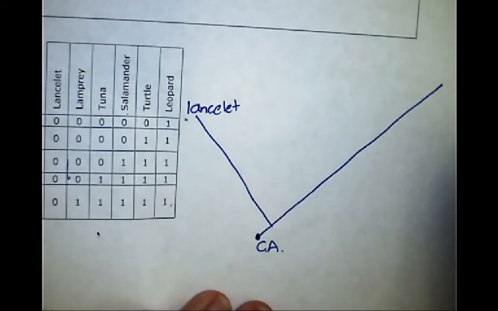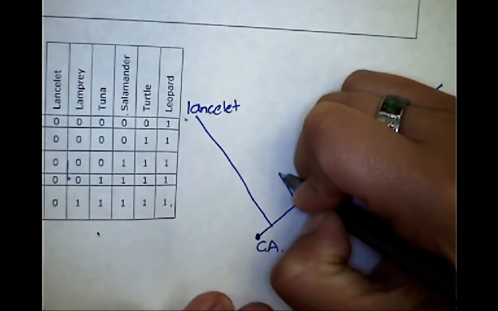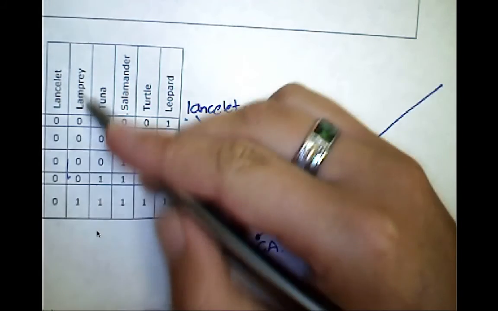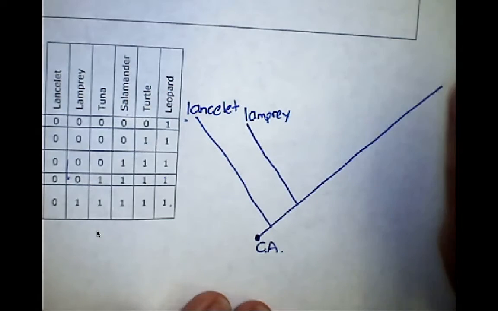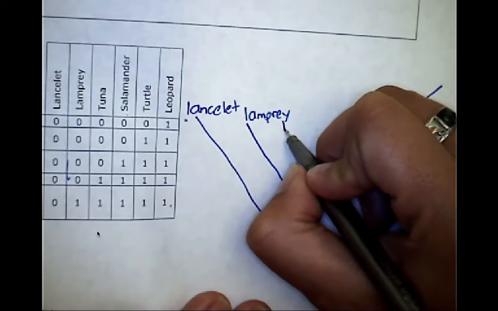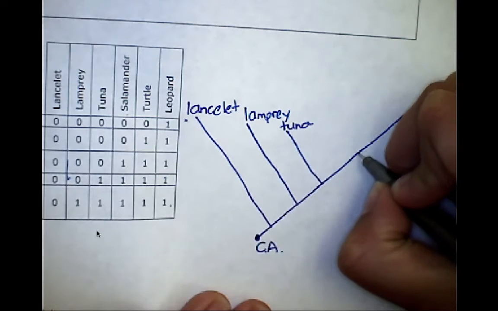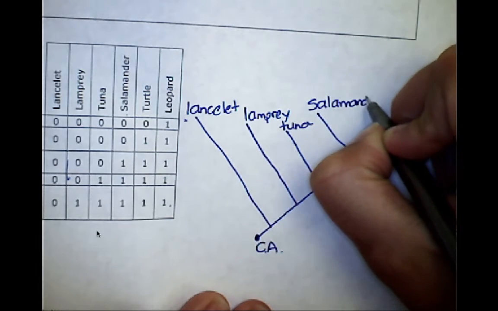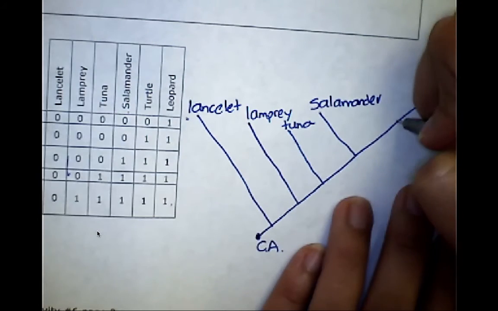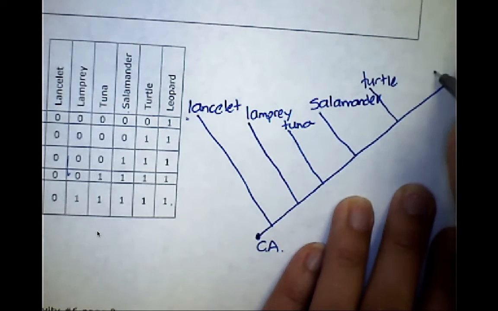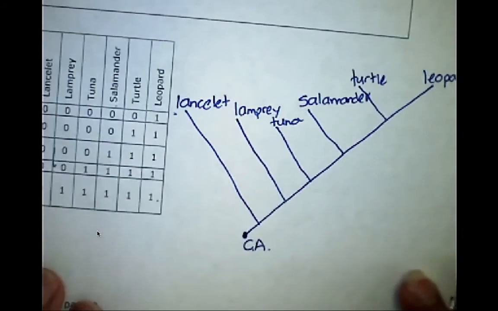Okay? Then we're gonna have our lamprey come off. And this one happens to be in order, and a lot of times they are, but be careful, sometimes they're not in order. Then next is our tuna. And then there's the salamander. And I'll show you a trick here in a second. And then there's the turtle. And then finally the leopard. Okay. Now, what you can see, I can't see my leopard.